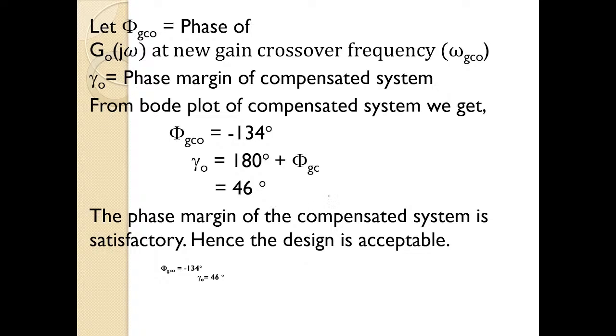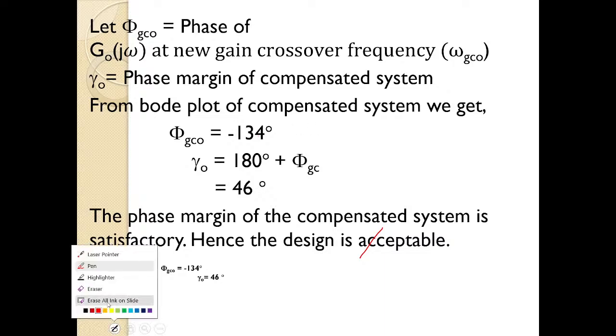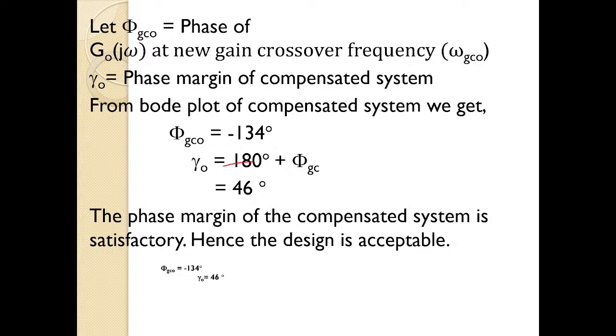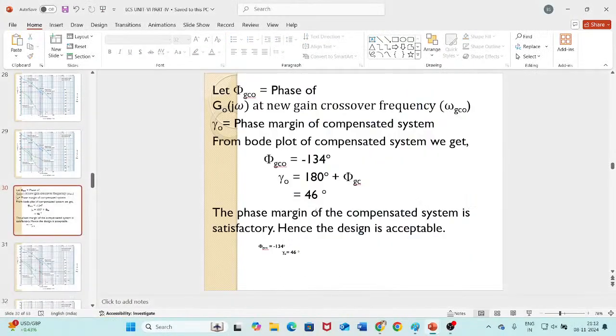So let us go. I'm unable to see this cursor. I will take the laser so that it will be easier for me. From the Bode plot of compensated system, phi GC naught, how much did you get? Minus 134 degrees. So what is the phase margin of the compensated system? 180 plus phi GC naught.